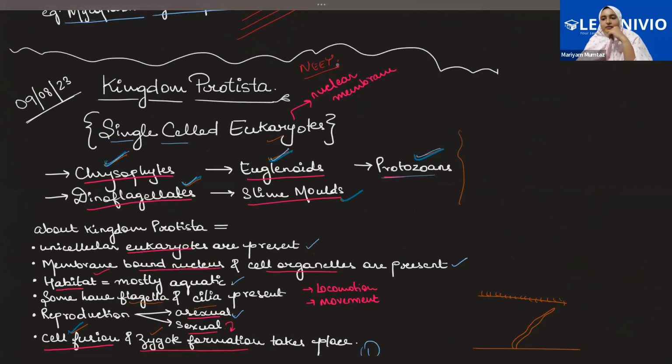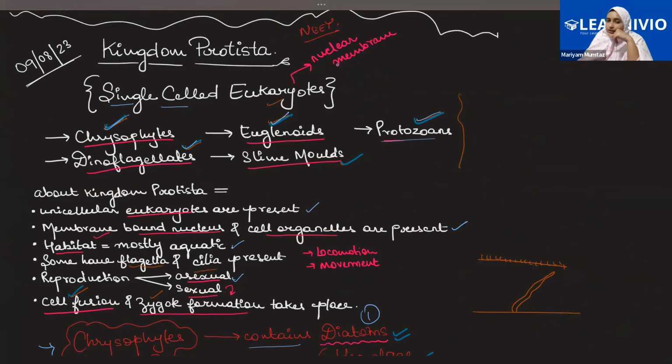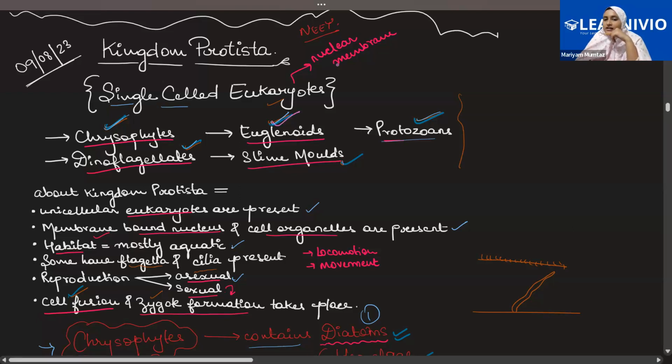Neat. Okay. So Kingdom Protista, which is the second kingdom of our five kingdom classification. Now here, all the eukaryotic organisms that are single cell come under this kingdom. This kingdom consists of the chrysophytes, dinoflagellates, euglenoids, slime molds, and the protozoans. All of these are the major groups that come under the Kingdom Protista.